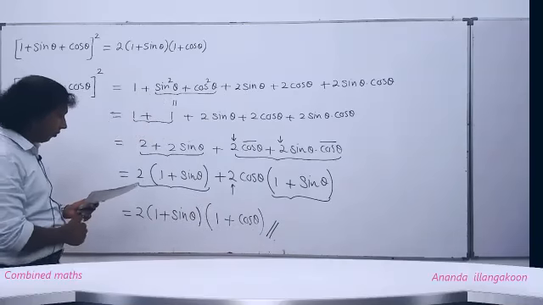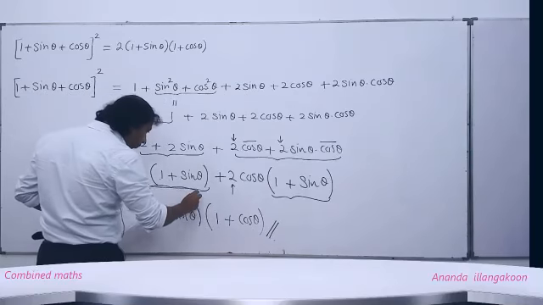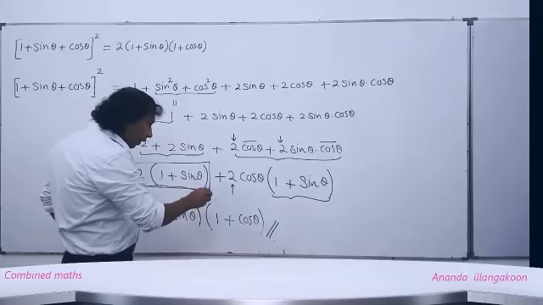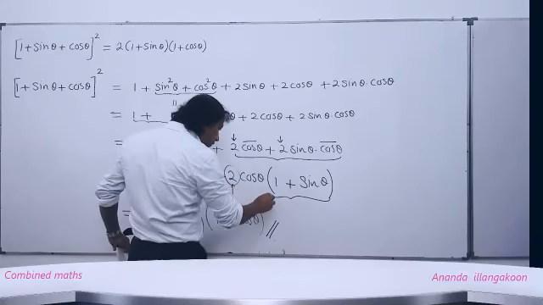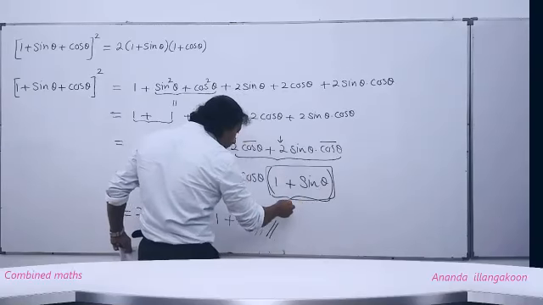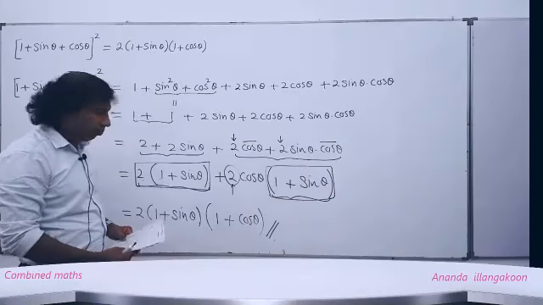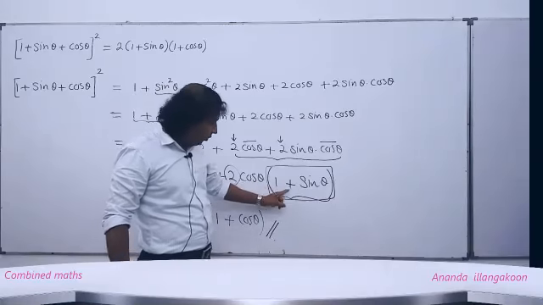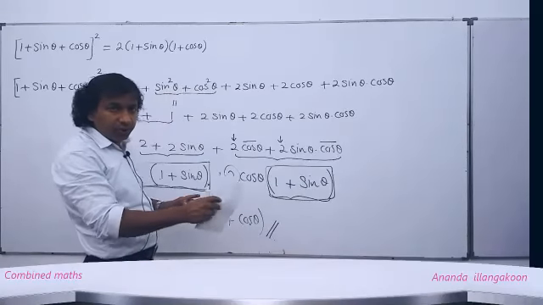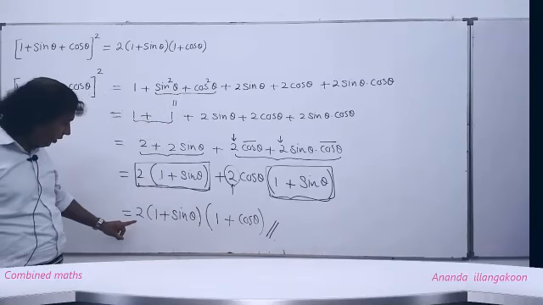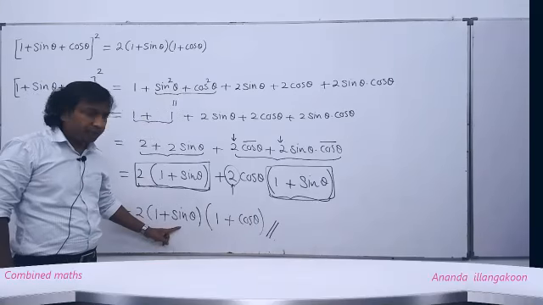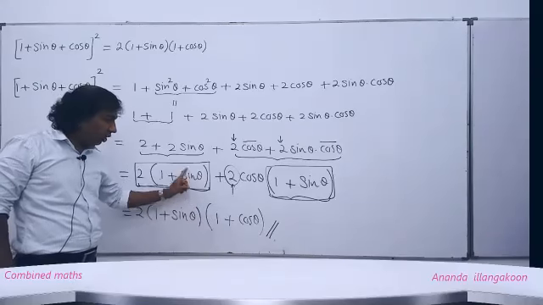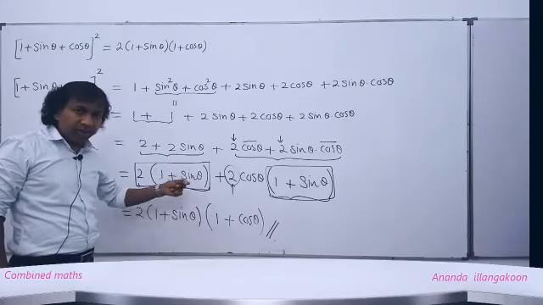Here people, this whole thing 2 times 1 plus sine theta here, and here also 2 and the same 1 plus sine theta we have, no? It is there here also, 2 times 1 plus sine theta, and here also 2 times 1 plus sine theta. We take that as the common factor out. When you take this whole out, people, the remaining thing is 1.